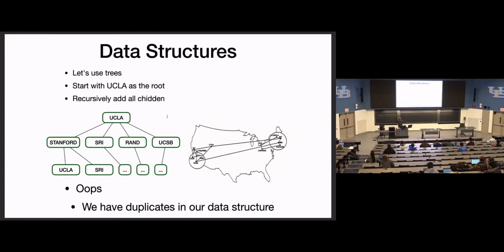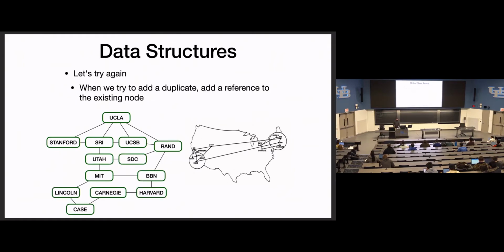So a tree isn't quite working out for us, but it's close. It's kind of doing what we want it to do for a little bit. So let's try again. Let's do the tree again, except now every time we explore a node a second time or multiple times, instead of adding a new reference, we're going to add a link to the existing node, which should already be there. So instead of adding that duplicate, we're just going to say, okay, Stanford and UCLA, they already have what we're going to end up calling an edge between them.